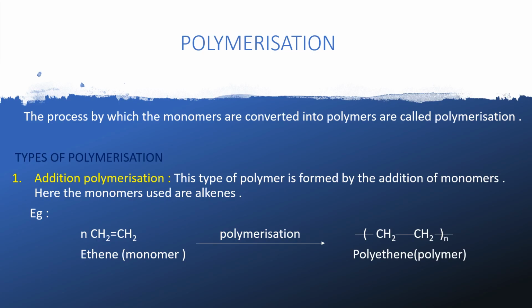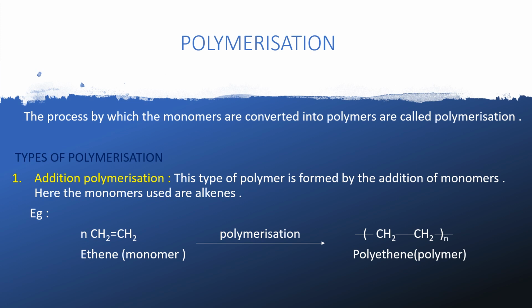Now let us move on to the last topic, that is polymerization. So what is polymerization? It is the process by which the monomers are converted into polymers. Next, move on to the types of polymerization. There are two types. First one is addition polymerization and second one is condensation polymerization.